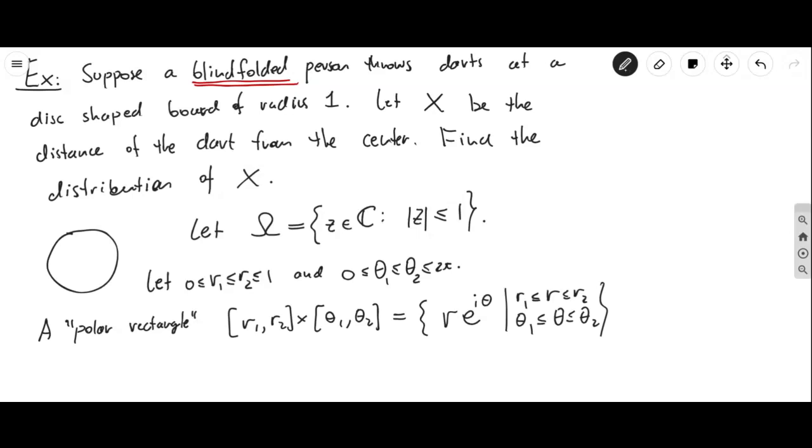So if you want to see this in the picture, this is the center, you have one type of radius, you have another type of radius, like this, and then you have one type of angle, and another type of angle, and you can see they give you a polar rectangle. So that's your polar rectangle. Okay, that's what it is. We can always assume the radius is between 0 and 1, and the angle is between 0 and 2 pi. And that's what we call a polar rectangle.